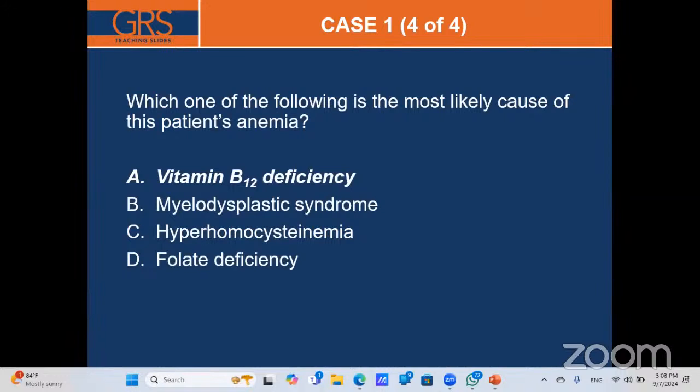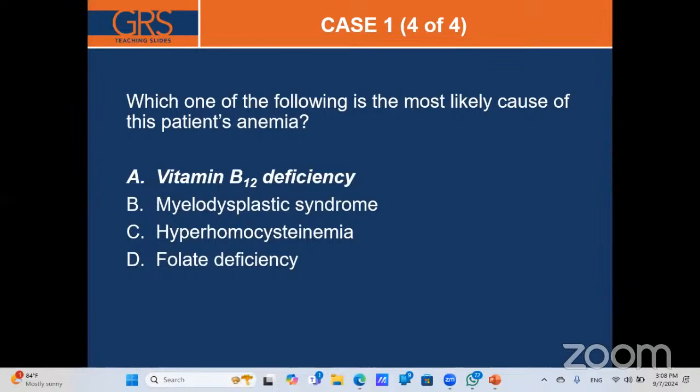The correct answer is vitamin B12 deficiency. This patient has a macrocytic anemia with hypersegmented neutrophils in the peripheral blood smear that suggests a megaloblastic process secondary to vitamin B12 deficiency. Although this patient has a normal serum level of vitamin B12, the serum B12 level reflects the total circulating level, but it's not a reliable reflection of the cellular B12 status. So patients may have a normal serum level of vitamin B12, but still have low cellular B12 stores.